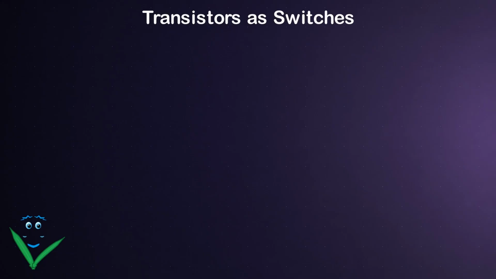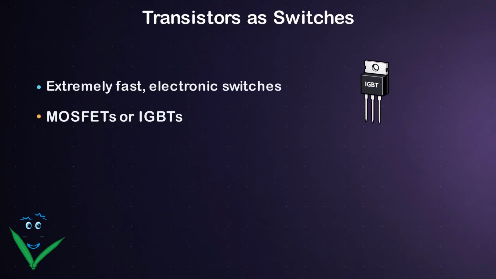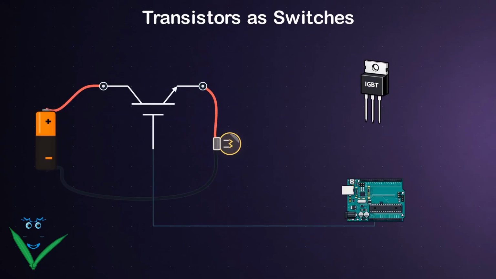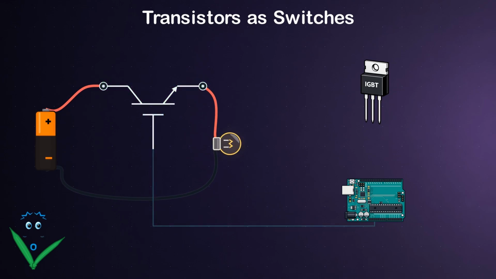Transistors can act as extremely fast, electronically controlled switches. In power conversion circuits, the switches are often MOSFETs or IGBTs. A small control signal applied to the transistor determines whether it is on or off. When the transistor is on, it allows current to flow. When it is off, it blocks the current.